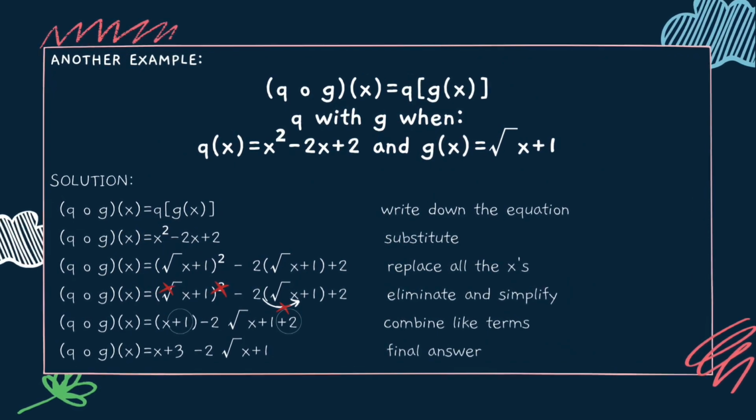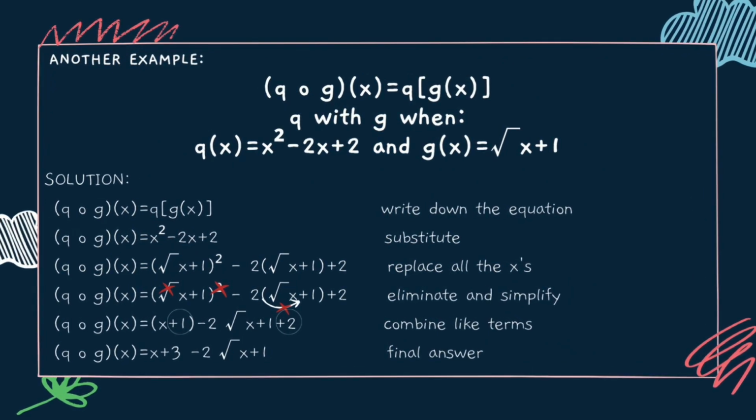Find the composition of q with g, when q of x is x squared minus 2x plus 2 and g of x is the square root of x plus 1. First thing to do is write the equation q circle g times x is equal to q times the quantity of g times x. Substitute q times the quantity of g times x by the value of q of x. After doing this, substitute all the x's on the right side of the equation with the value of g of x, making it look like this.